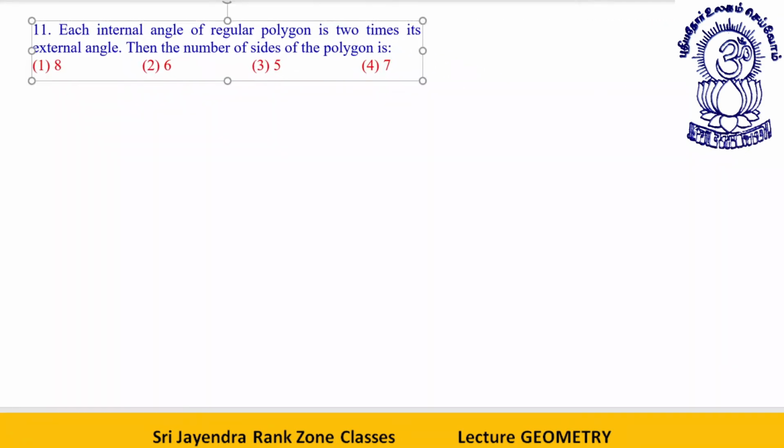Each internal angle of a regular polygon is 2 times its exterior angle. What we are given, students, is I is equal to 2x, then the number of sides of the polygon is. So it's one very important thing. What is the sum of an interior angle plus an exterior angle? This is equal to 180 degrees. Okay, sum of interior angle and exterior angle is 180 degrees.